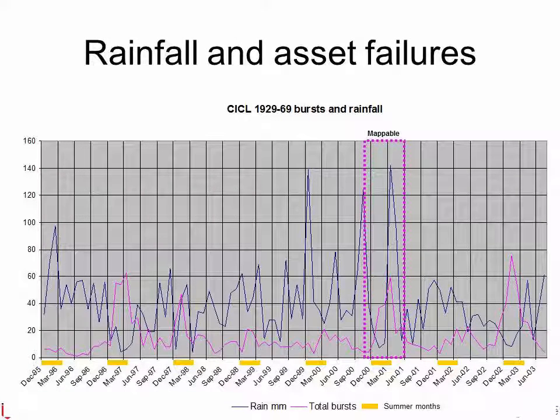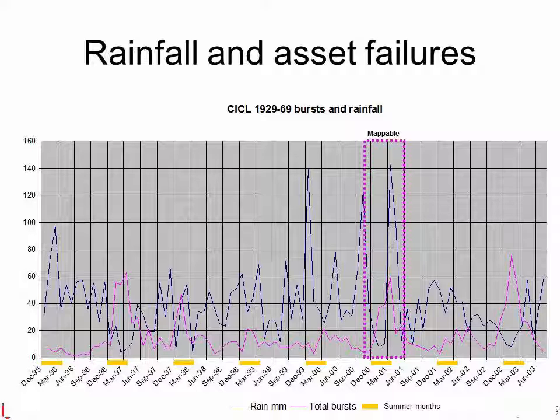Before looking at the very detailed soil environments in detail, let's have a look at this relationship between rainfall, between season, and between failure rates. Rainfall in this case is taken from Melbourne Airport and is related on a monthly basis to CICL asset failures between December 2005 and June 2003. Rainfall is in blue and asset failures in pink. Summer months are underlined with a yellow bar.